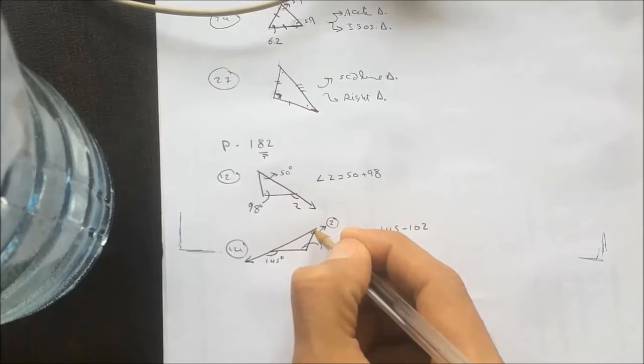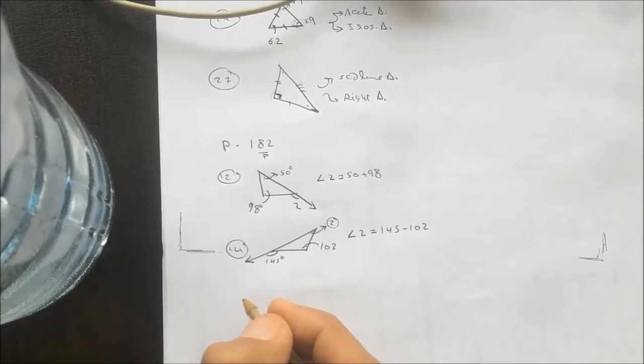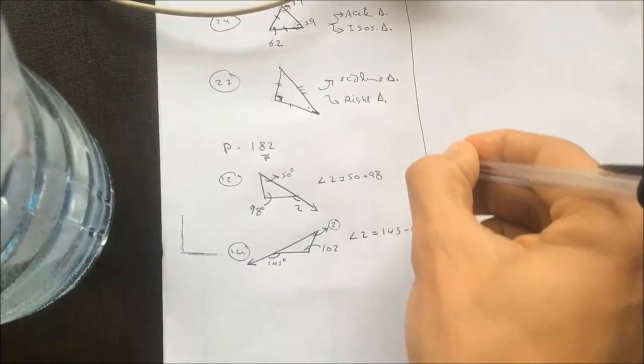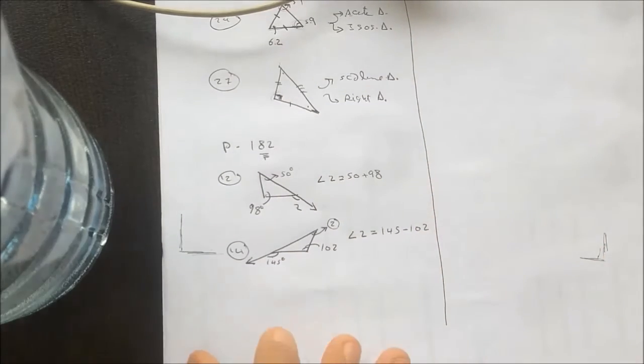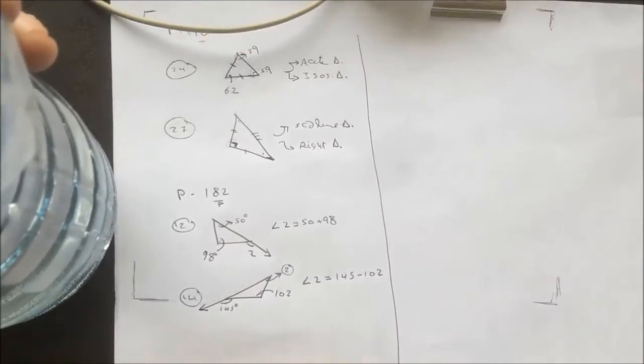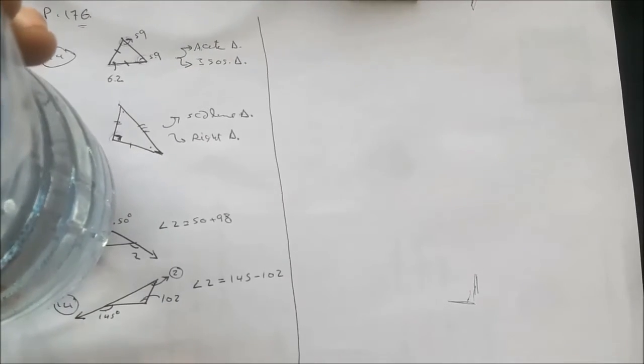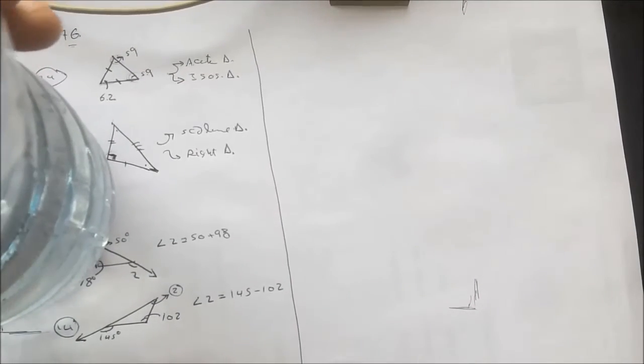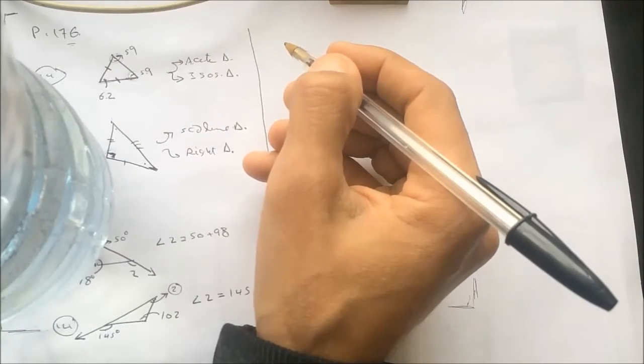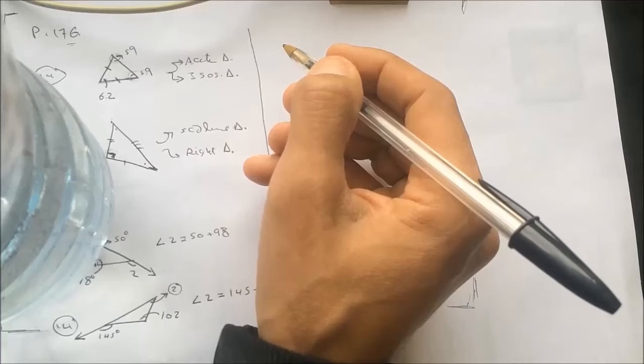Okay, if we use the sum of the measures of the interior angles, as I told you before, any triangle has 3 angles. The sum of these angles is 180, and this is a constant value, whatever the measure of each angle inside this triangle.